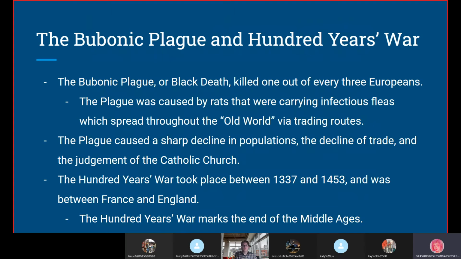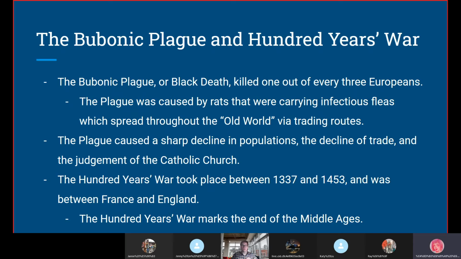The last part we'll be focusing on Europe here, the bubonic plague and the Hundred Years' War. Two of the most important events in European history, and the Hundred Years' War would actually mark the end of the Middle Ages. During the 1300s, an epidemic struck parts of Asia, North Africa, and Europe. One third of the population of Europe would die of the deadly disease known as the bubonic plague, or Black Death. And the plague began in Asia and infected parts of Asia, the Muslim world, and Europe through trade routes.